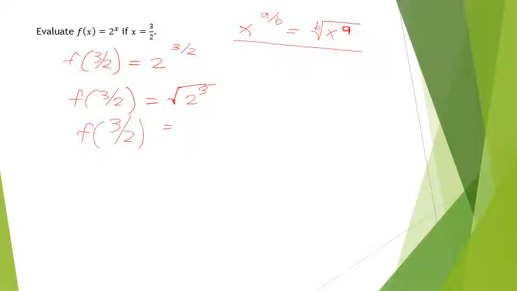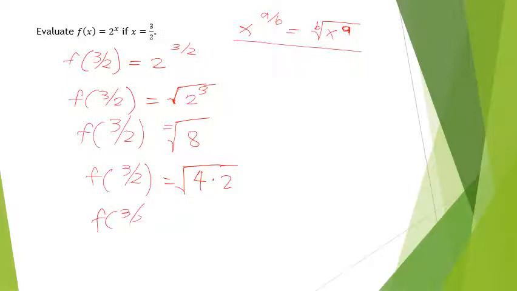Simplify natin yung nasa loob. Ano ang 2 cube? 8. Ano ang square root ng 8? Factor muna natin 'yan. Anong factor ng 8? 4 times 2. Okay, gamit yung property ng radical sa square root. Di ba pwede mo itong sabihin na square root of 4 times square root of 2.